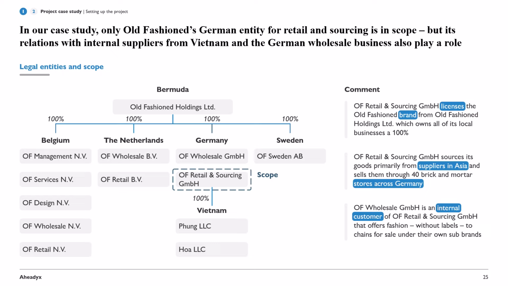Finally, you might wonder why we have this inefficient legal structure really here. So the reason for that is these businesses were M&A'd over time, which is common really. So the German old-fashioned business was actually a distressed M&A deal and never properly integrated. You could argue that sourcing should be handled centrally, for example from Belgium, where there seem to be most of the other central functions, but here it's just the way it is, and legal constructs are not perfect.